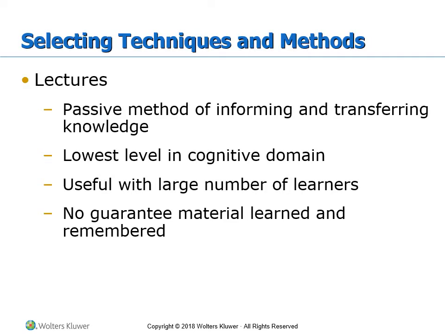So the first technique the book discusses is lectures. This is a passive method of informing and transferring knowledge, and is our lowest level in the cognitive domain, though it is useful with a large number of learners. But again, there's no guarantee the material has been learned and remembered, and so we'll talk later about how we check for understanding and that the audience has actually retained that information.